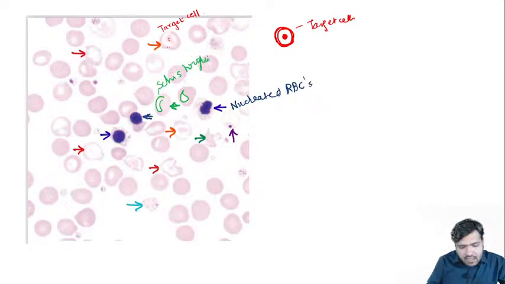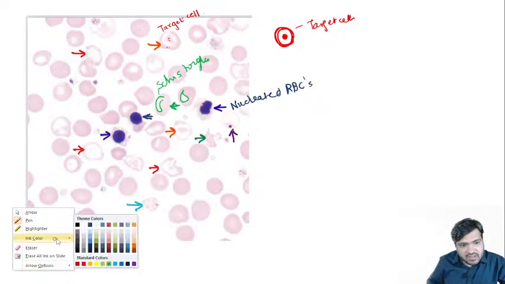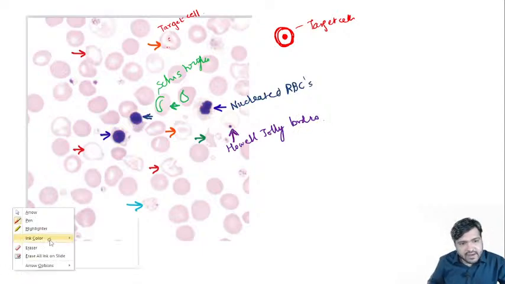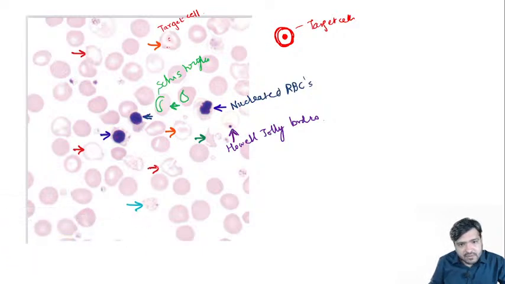Apart from that, you can very well appreciate, guys, the Howell-Jolly bodies. You are basically appreciating the Howell-Jolly bodies in every image, so that's not a characteristic feature as well. And remember, guys, you will be able to appreciate in red the hypochromic RBCs.